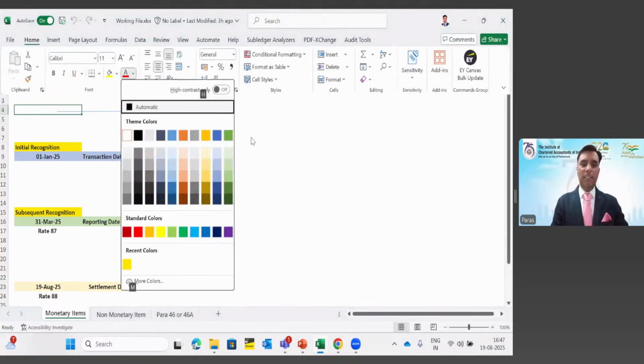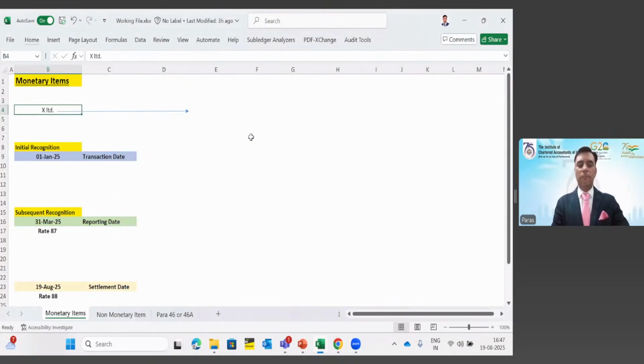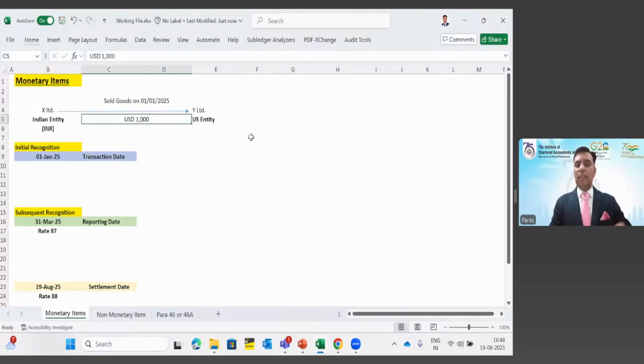So let's understand these two concepts with the help of a few simple examples. Let's assume there is entity X Limited, which is an Indian entity, and the functional currency of this entity is INR. This entity has sold goods on 1st of January 2025 to Y Limited, and Y Limited is a US entity. The sale price is $1,000 and the rate on the date of sale is 85 rupees. So 85 rupees is the spot rate on the date of transaction, right?